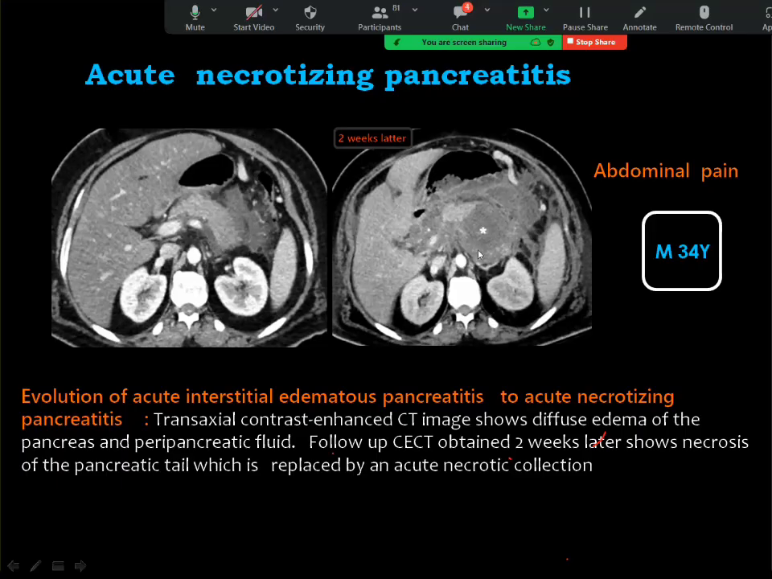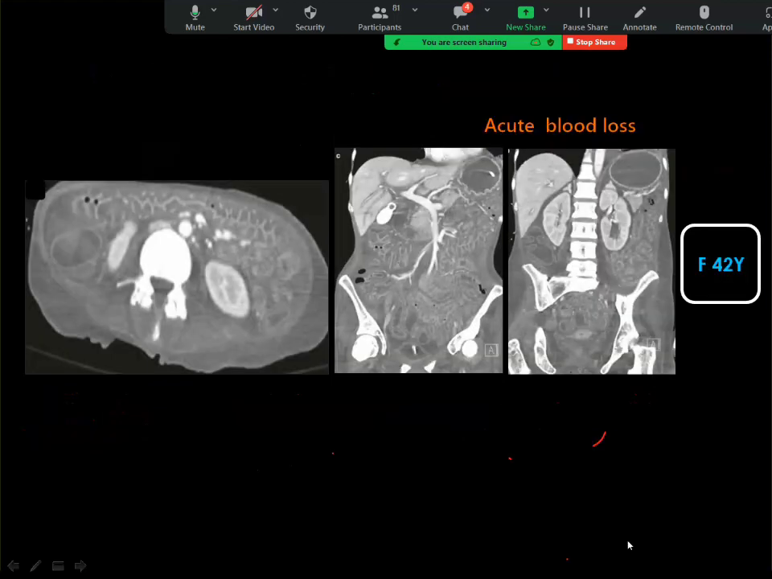But after 2 weeks, pancreatitis can occlude the vessels, either the vein or the artery supplying the pancreas. And this will result in pancreatic necrosis. At that time, the enhancing pancreatic tissue will be replaced by necrotic granulation tissue, except for this part. Then you have to diagnose this as acute necrotizing pancreatitis. Next case is a female patient, 42 years old, with acute blood loss.